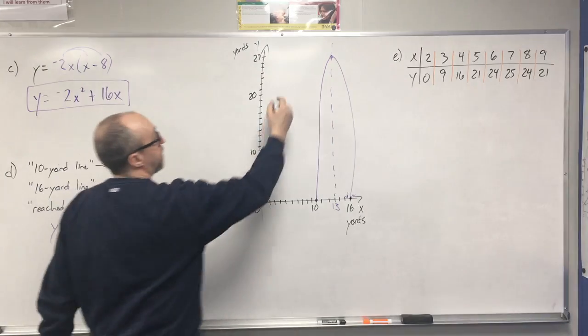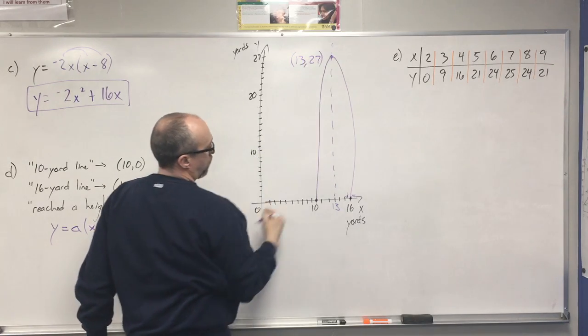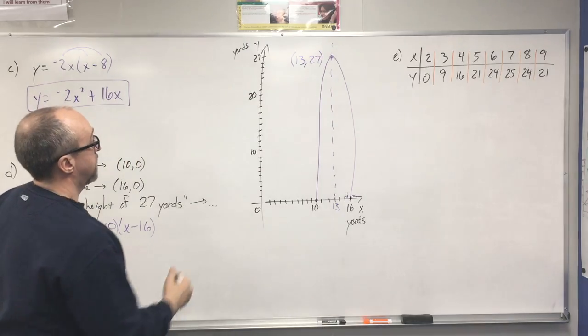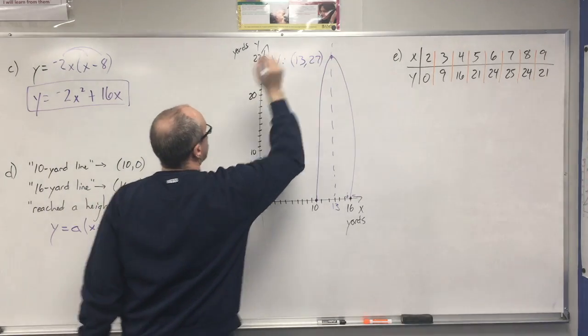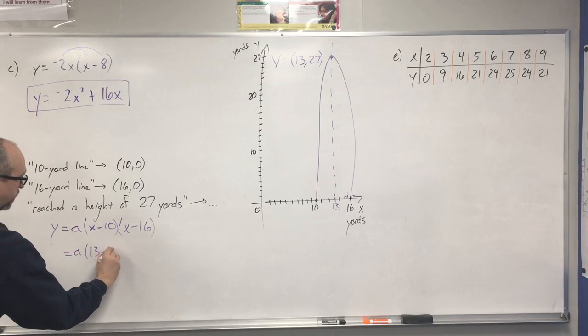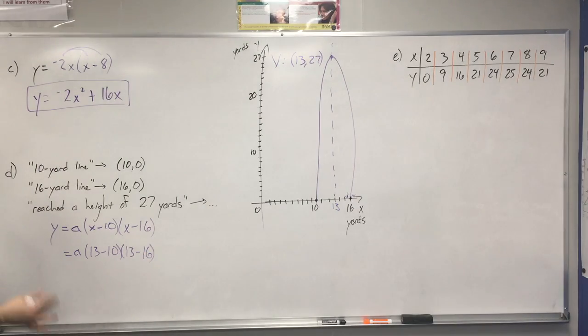Well, my coordinate is the vertex. It's the only other coordinate I know. That coordinate is 13, 27. That's where the vertex is. So now that I know where the vertex is, I can plug in 13 here. Again, wherever x is, I plug in the x part, and then 27 for y.